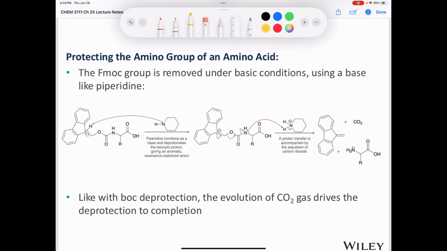And to deprotect the Fmoc, we can't use TFA. We have to use piperidine, okay? And if you don't know what piperidine is, well, the structure is on here. But piperidine is you just take cyclohexane and you replace one of the carbons with a nitrogen, okay? So that is piperidine, and you see the structure is shown right here. And this is another reaction that works extremely well. Why? Because you release a gas, carbon dioxide, and so that drives the deprotection to completion, right? Because the carbon dioxide is going up into the atmosphere and is not coming back.